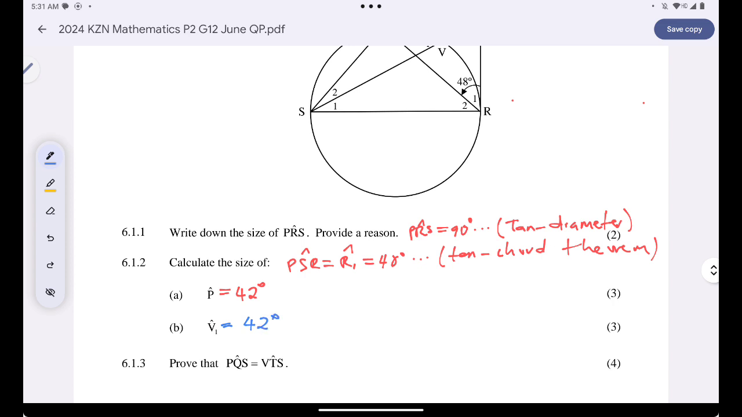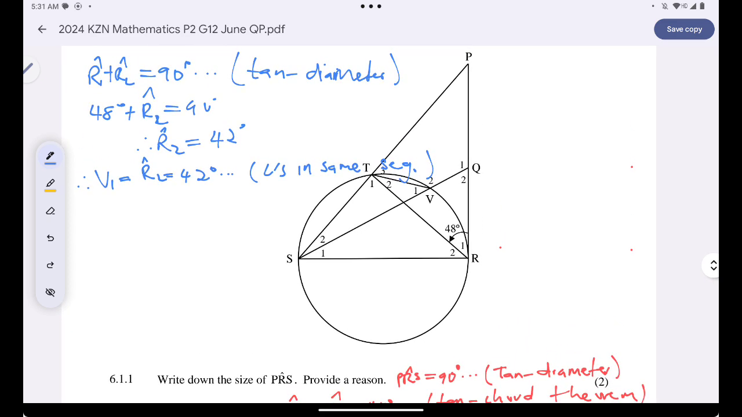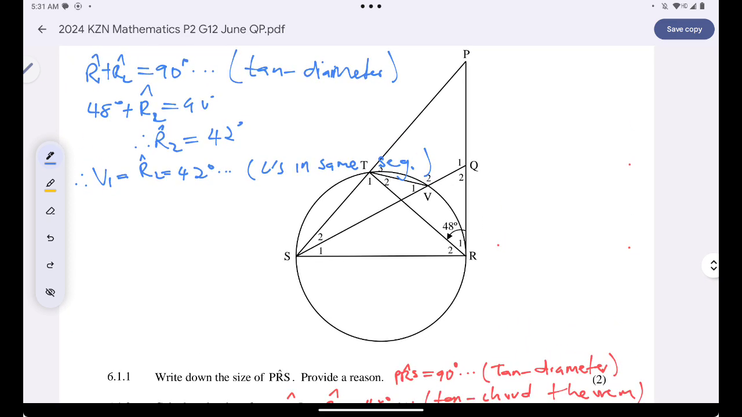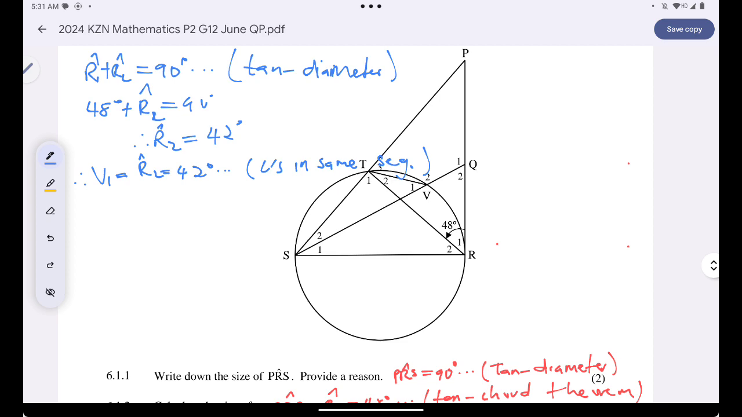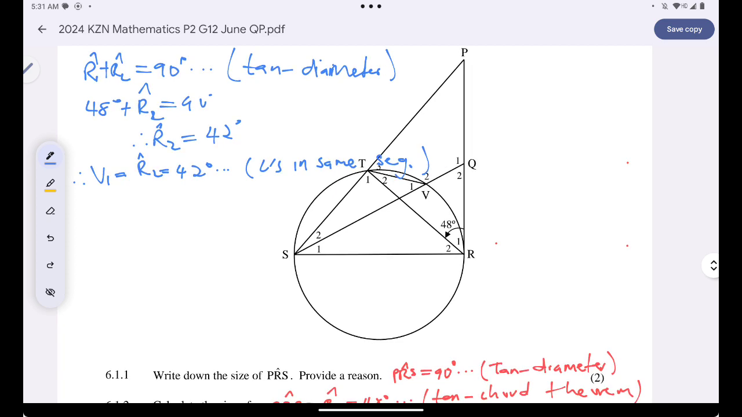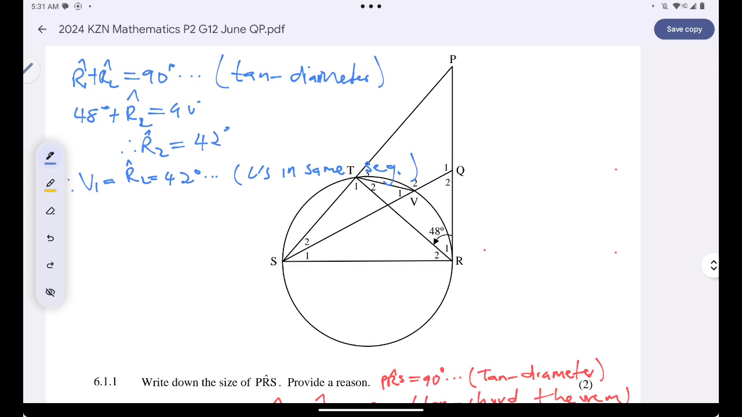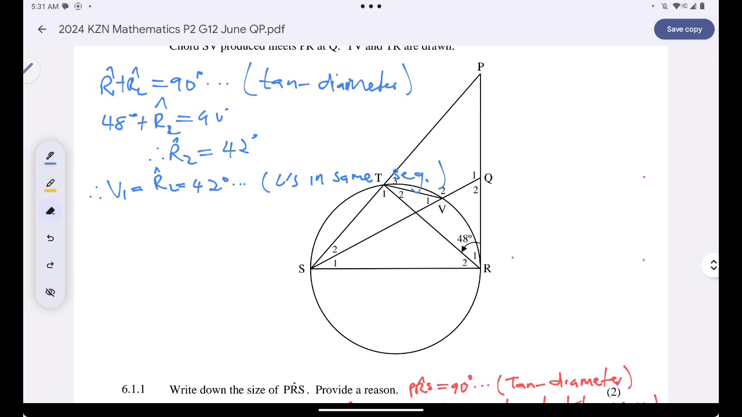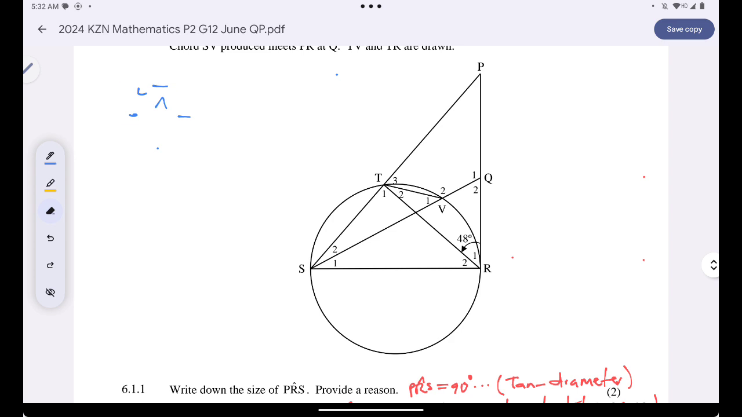Now I'm asked to prove that angle PQS is equal to angle VTS. PQS. What is PQS? PQS is equal to VTS. Okay, how can I do that? Let me erase here. You can pause the video and try it on your own, guys. It's cool. I prefer students who attempt things first.